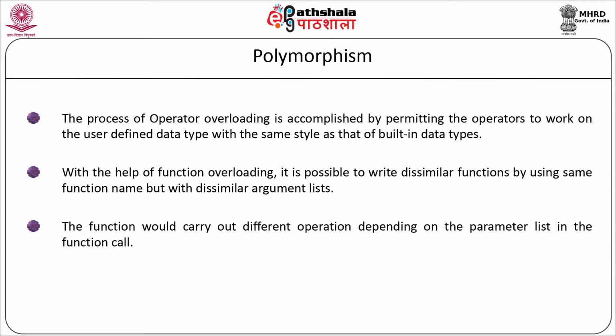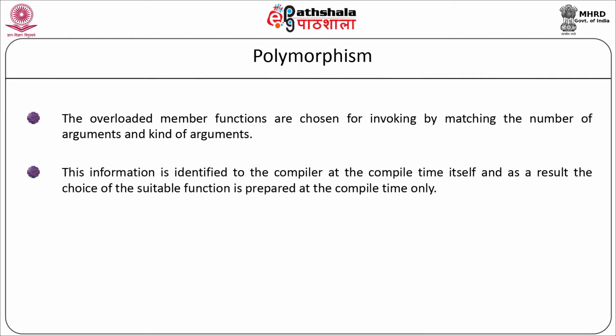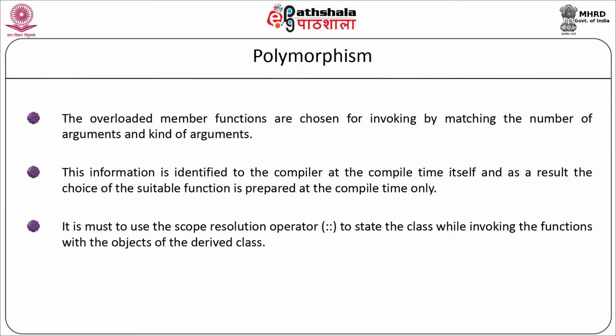The function would carry out different operations depending on the parameter list that will be matched at compile time. The overloaded member functions are chosen for invoking by matching the parameter list to the actual parameter list. This information is identified to the compiler at compilation time itself, and as a result the choice of the suitable function is made at compile time only. It is a must to use the scope resolution operator to state the class which invokes the functions with the objects of the derived class.